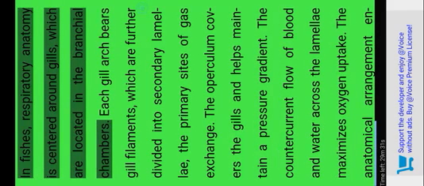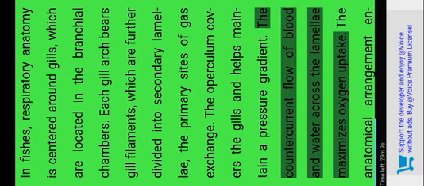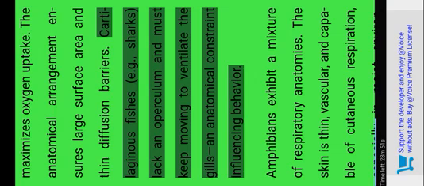In fishes, respiratory anatomy is centered around gills, which are located in the branchial chambers. Each gill arch bears gill filaments, which are further divided into secondary lamellae, the primary sites of gas exchange. The operculum covers the gills and helps maintain a pressure gradient. The countercurrent flow of blood and water across the lamellae maximizes oxygen uptake. The anatomical arrangement ensures large surface area and thin diffusion barriers. Cartilaginous fishes, e.g., sharks, lack an operculum and must keep moving to ventilate the gills, an anatomical constraint influencing behavior.